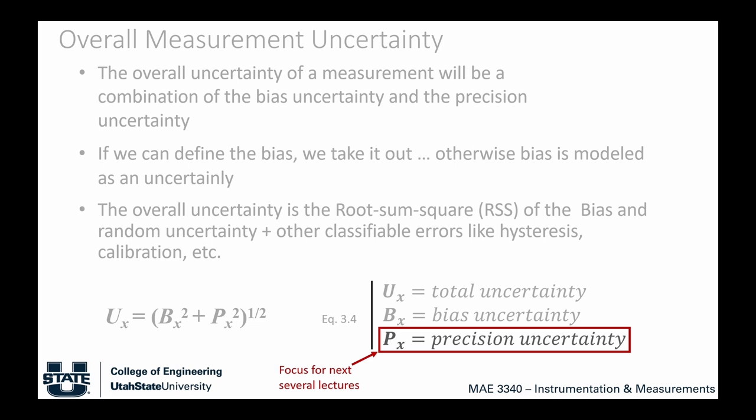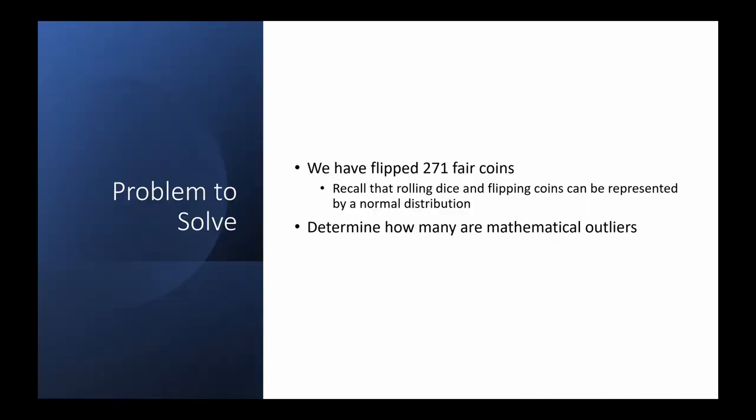So again, we're still down in the weeds of the statistical analysis, and this is one more piece of that puzzle. We are talking about how to determine if an outlier exists, and if it does, are we justified in removing that outlier? So we've got a problem to solve here. We've flipped 271 fair coins, which means they're not weighted. So we have an equal probability of landing on the head side as we do on the tail side.